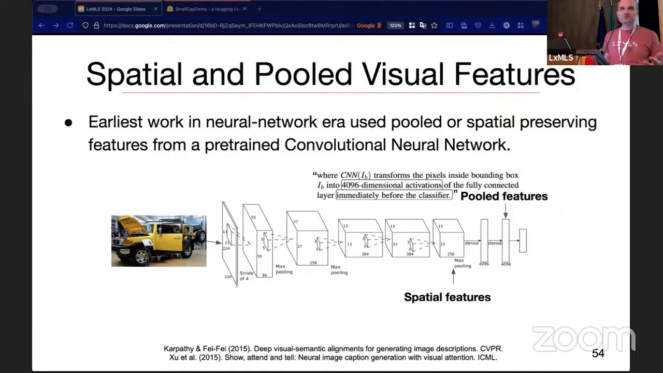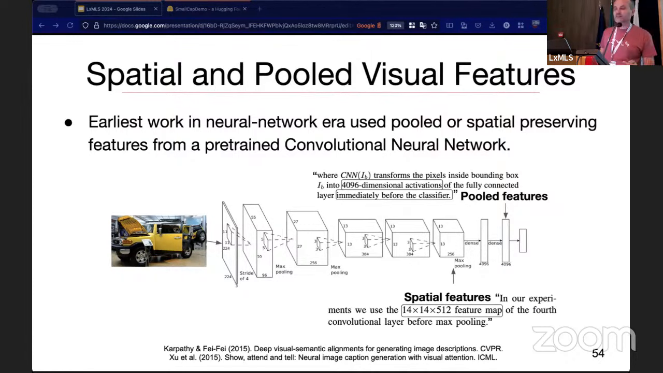Whereas if somebody was using spatial features, it would say something like, in our experiments, we use the 14 by 14 by 512 feature map of the 4th convolutional layer. In this image, it's a poor map because it's actually 256 dimension feature. But just imagine it says 512 and we'll move on. This is an example where they were working with features where the inputs could be localized to particular parts of the image instead of just having a flat pooled representation of the output.